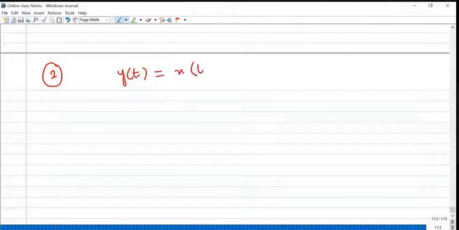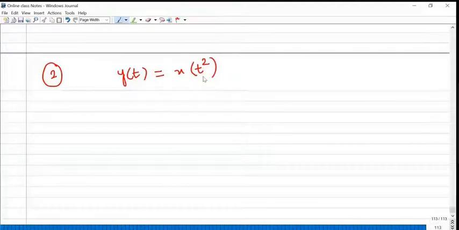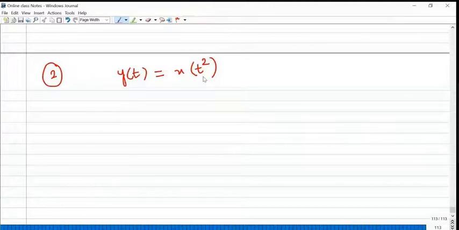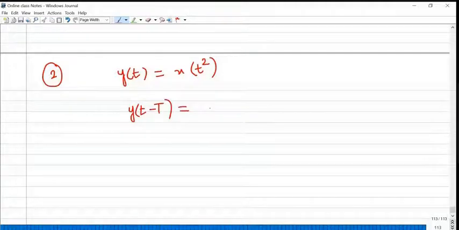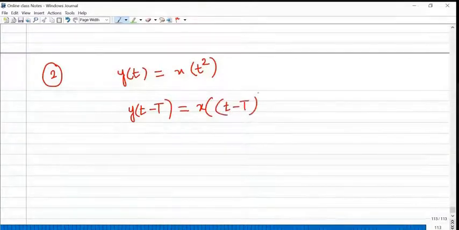Y of t equal to x of t square. Now, how to check this? I told you, output of the system delayed by t naught amount of time, or some textbooks follow capital T. So wherever the small t is there, all the small t are replaced by t minus t naught. This is equation number 1.